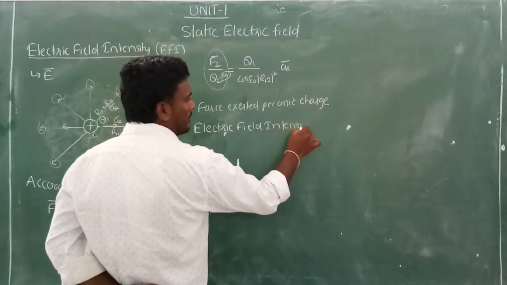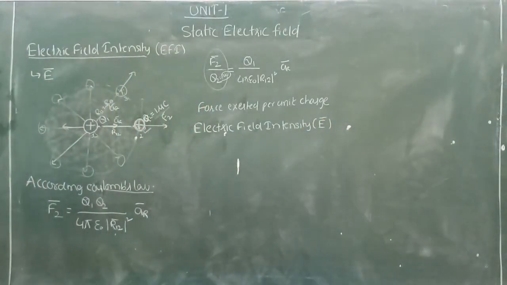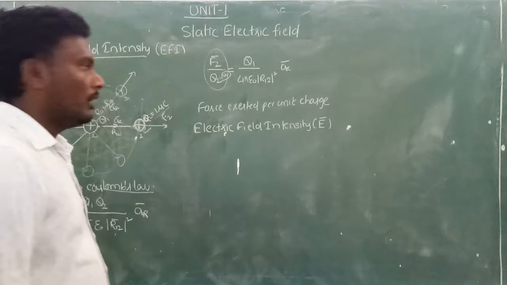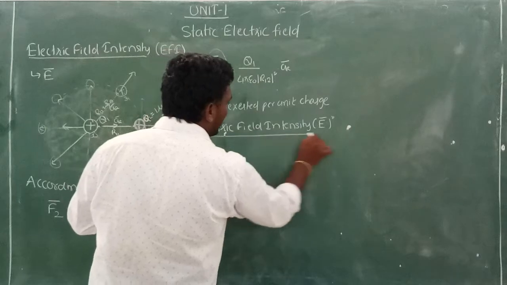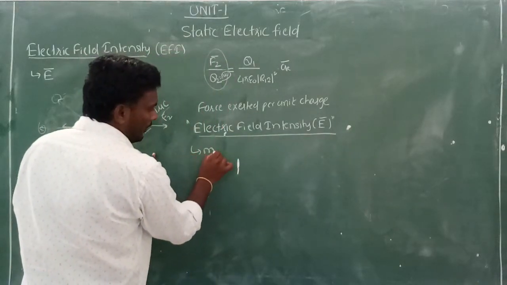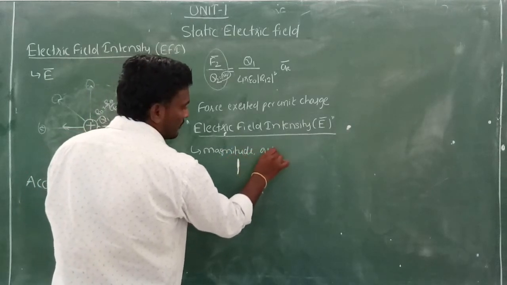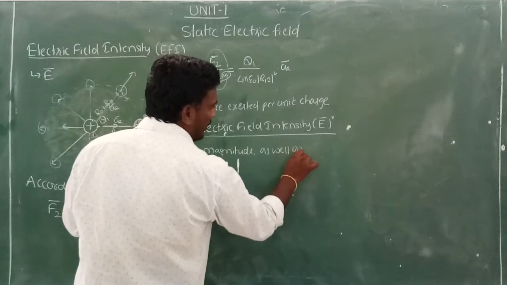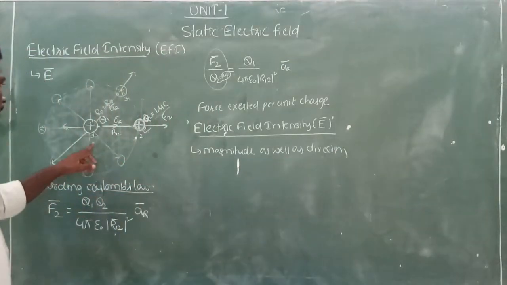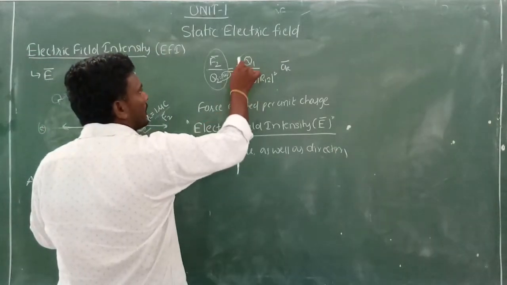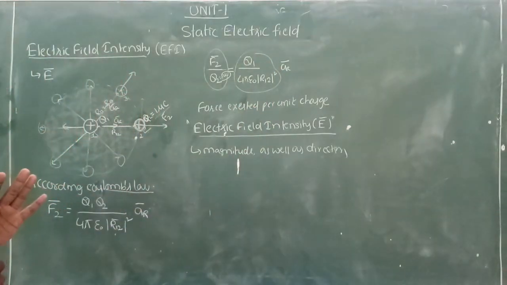And this electric field intensity is represented by which letter? It is represented by capital E bar. Why are we representing E with a bar here? Because electric field intensity is a vector quantity. Why? Because it has magnitude as well as direction. Here the magnitude is Q1 by 4 pi epsilon naught magnitude of R12 square, the magnitude of electric field intensity.